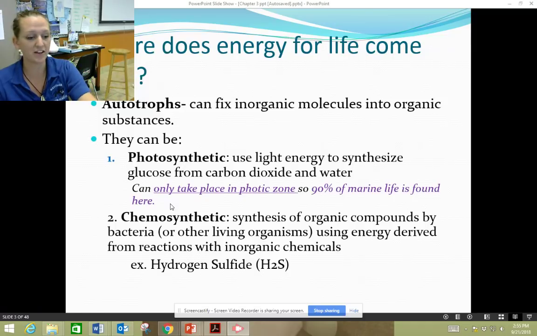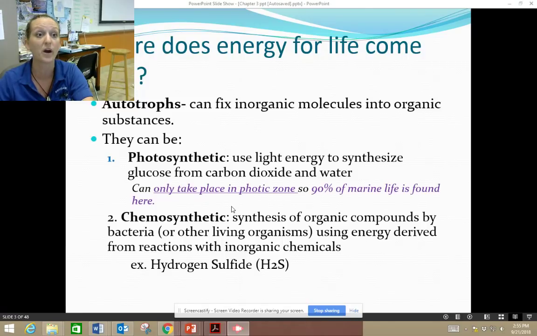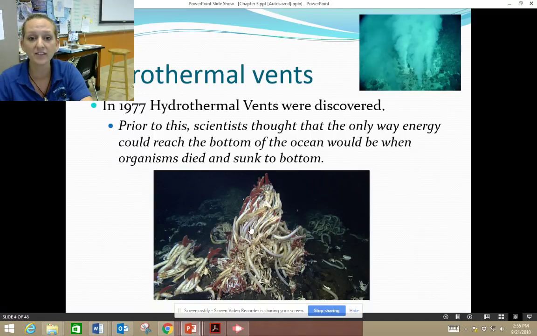Could also be chemosynthetic. And these are organisms that create organic compounds using chemicals like hydrogen sulfide. We need to know hydrogen sulfide. Hydrothermal vents. So prior to 1977, they figured the only way we're going to have energy at the bottom of the ocean is if organisms sink there, and then perhaps there's some bacteria down there that can decompose them. However, we put some submarines down there and found incredible climax communities. Okay, we can see all of that dissolved mineral moving up from the lithosphere.